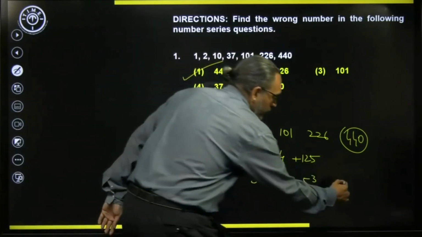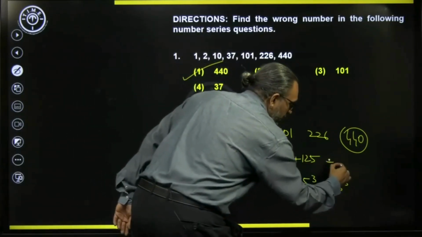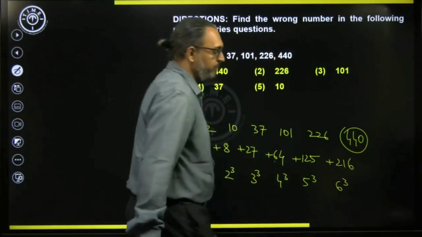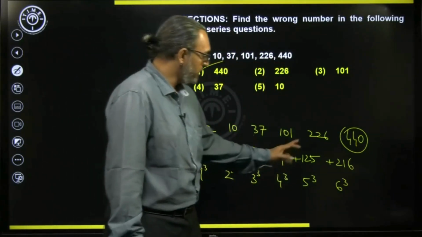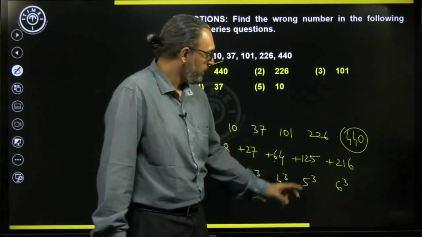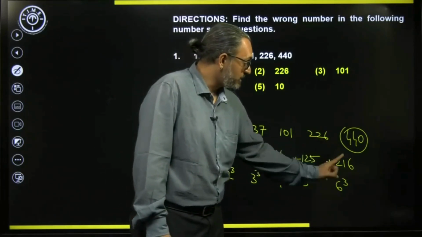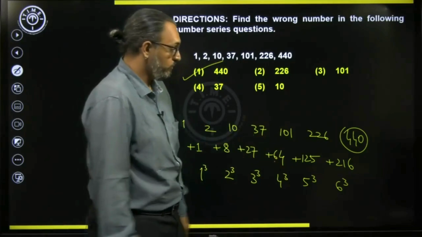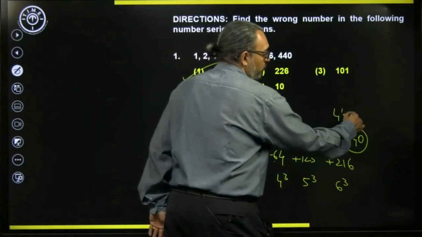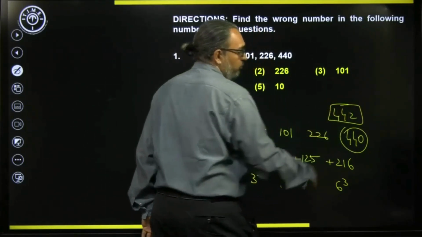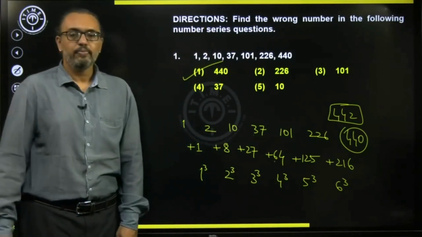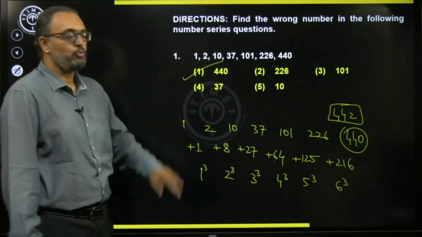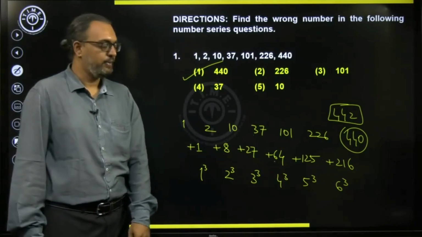Because now I need to add 6 cube. 6 cube is 216. So if I add 216, 200 is 400, 26 plus 16 is 42. So you are going to get 442 actually, not 440. Okay, so choice 1 is the answer. Right.